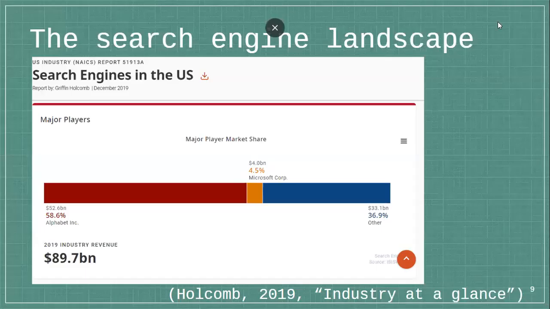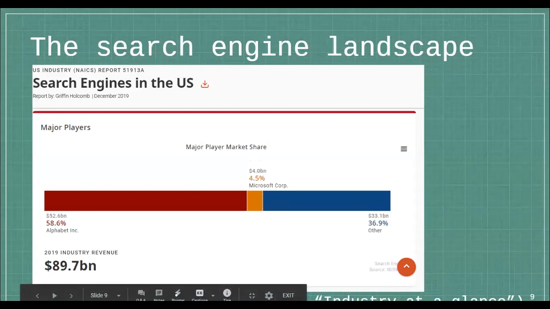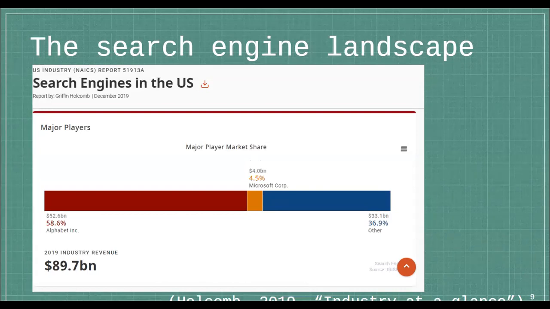Okay, so this is the search engine landscape. I was hoping Steve would be here because I was really proud that I used IBISWorld, a business database, all by myself. This shows the competitive landscape in the search engines in the US. So this is from an industry report from IBISWorld. And you can see that 58.6%, which translates to $52.6 billion, that red part is Alphabet Inc., which is Google. That's the company that technically owns Google, but Google is most of that company. We have that little orange part, which is Microsoft, Bing, 4.5%, $4.0 billion. Which is still a pretty solid amount of money there. And then we have these other smaller search engines to make up for 36.9% of the industry revenue.